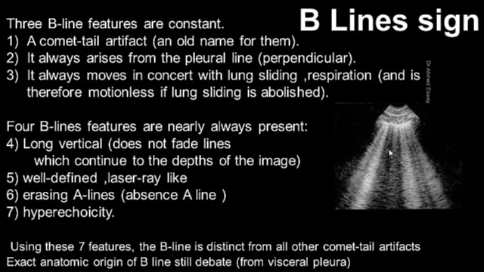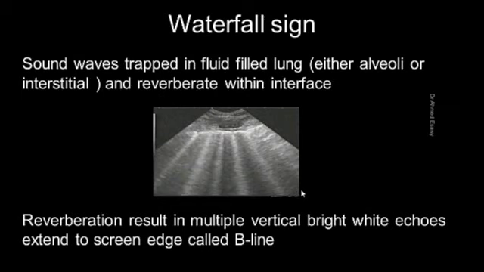Four features of the B-line are always present: long, vertical, not fading, continuing to the depth of the image; well-defined, laser ray-like; erasing A-lines; and hyperechogenic or wide. These are the seven features of the B-line. The waterfall sign is found in pneumonia. Sound waves trapped in fluid-filled lung, as we talked before, result in this reverberation, the white B-line.